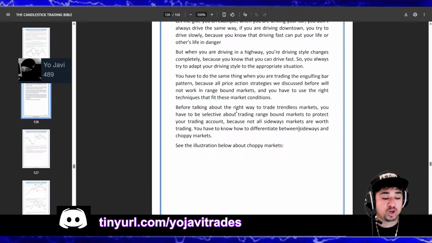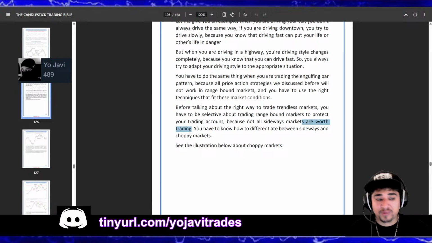Before talking about the right way to trade trendless markets, it's a trendless market because it doesn't have a trend. So it ranges, it moves sideways. You have to be selective about trading range bound markets to protect your capital, your trading account, because not all sideways markets are worth trading. I actually just try to stay away from them. I'm not saying I don't ever trade them, or I won't. I'm just saying I try to stay away from them as much as possible because they're not easy. Honestly, they're not easy to trade.